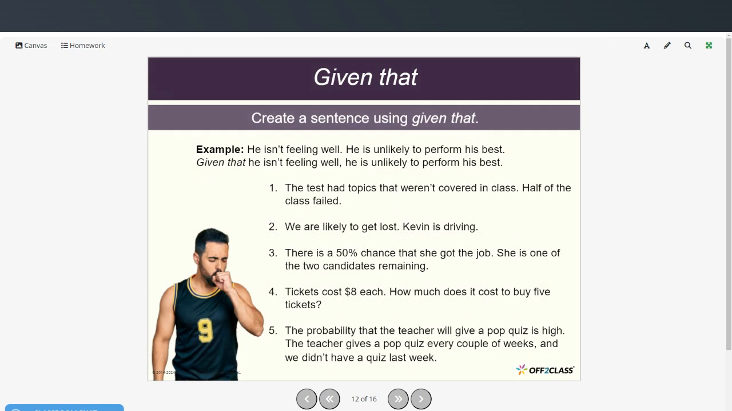All right, so now create some of your own sentences using given that. So here's the example. He isn't feeling well. He is unlikely to perform his best. Given that he isn't feeling well, he is unlikely to perform his best. So again, try these on your own and then restart when you're ready to check your answers.